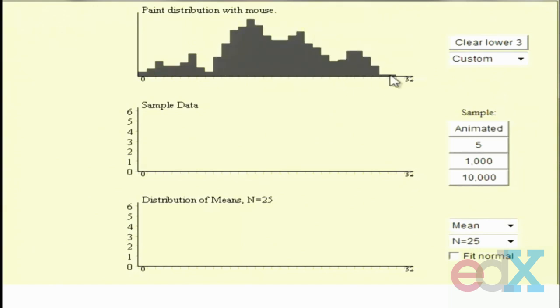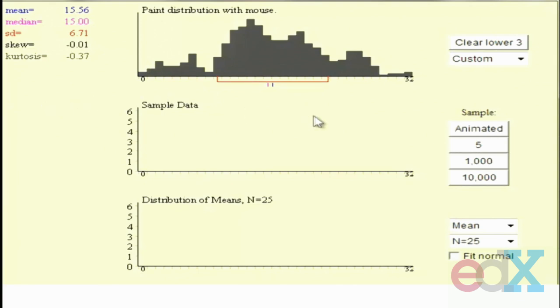So here's the distribution of the population. I just made it up. I just love to do it with this, and things work nicely. So this population has a mean of 15.56, a median of 15, and a standard deviation of 6.71.